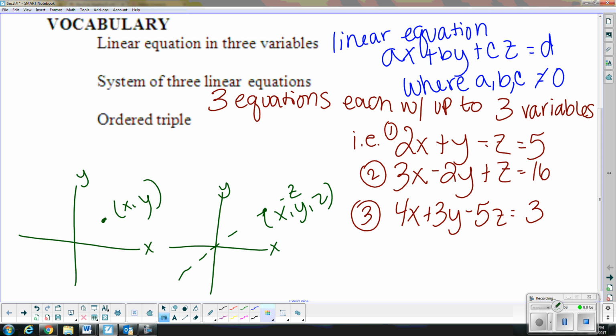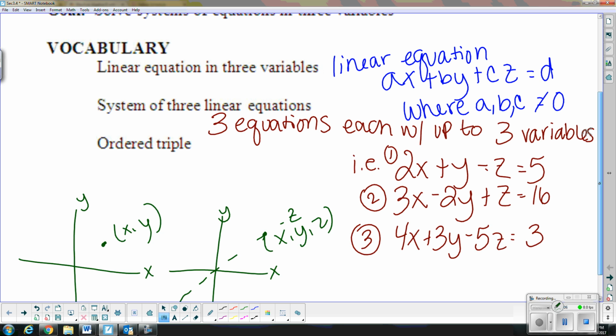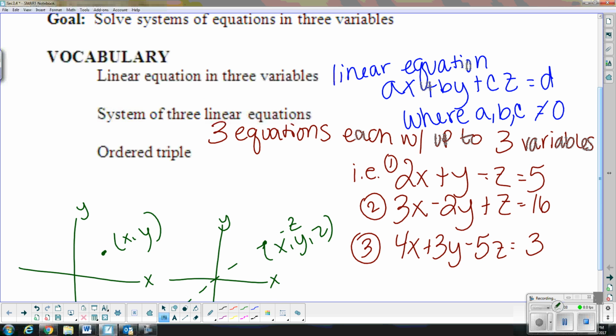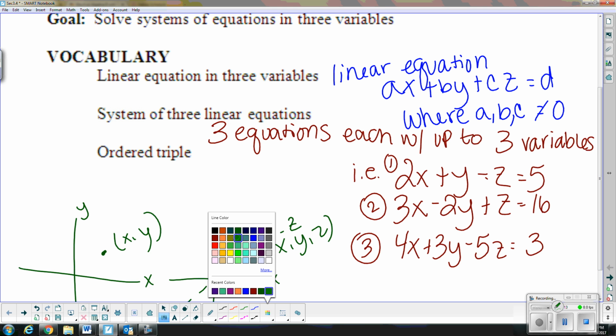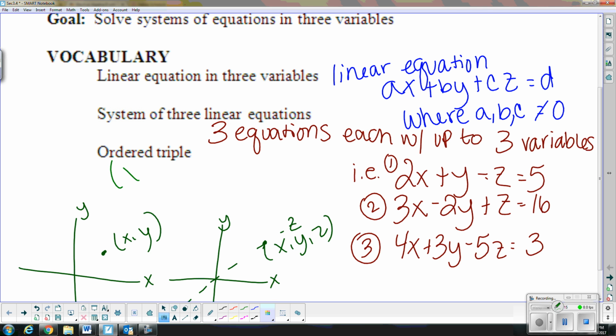Okay. This is a little bit harder, but it's really just 1 or 2 extra steps. Okay, so it's a little bit more complex, but it's not all that different. It's just adding 1 more step to what we've done before. So an ordered triplet is x, y, and z, whose coordinates make each equation true.